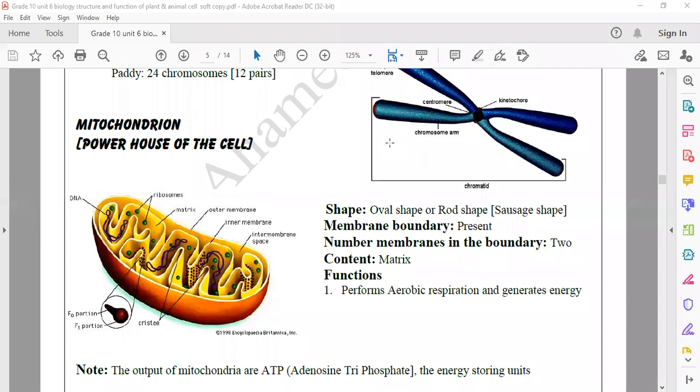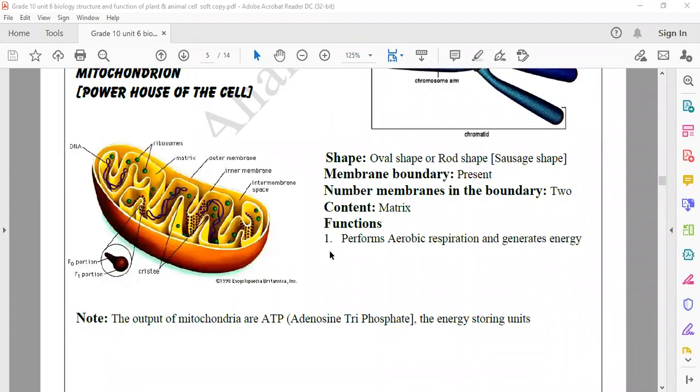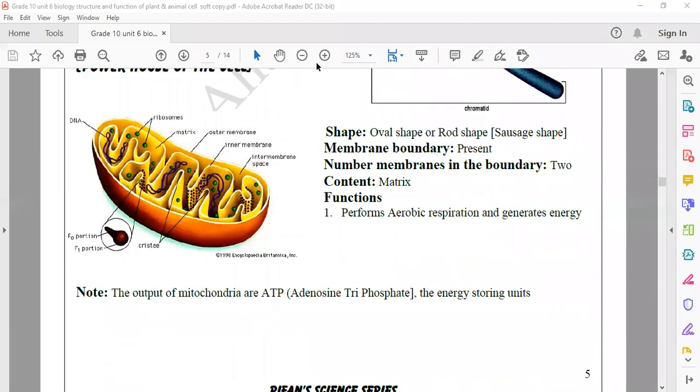In it, there are two membranes, the outer membrane and the inner membrane. Shape-wise, it is oval shaped or rod shaped, sausage shaped. Okay. Right. So below this one, you mark a point.